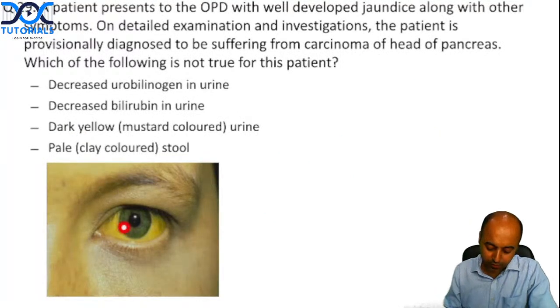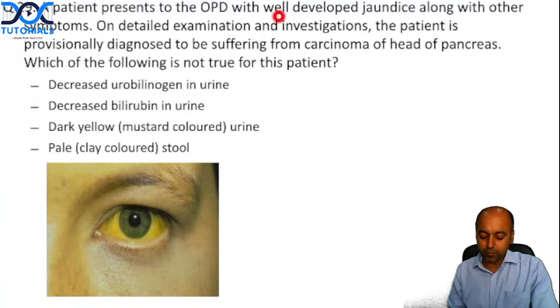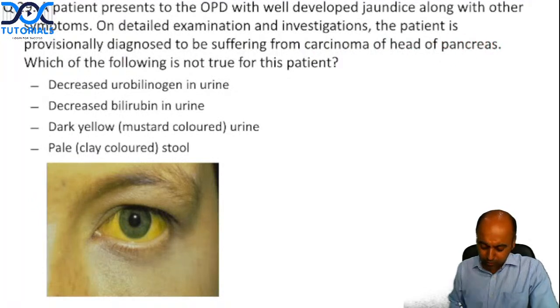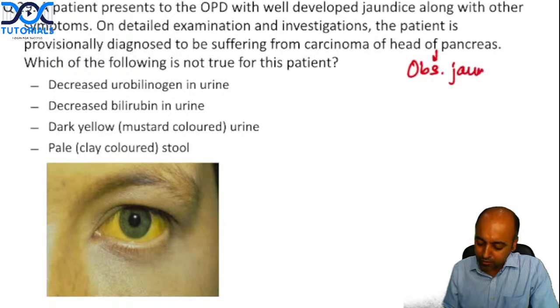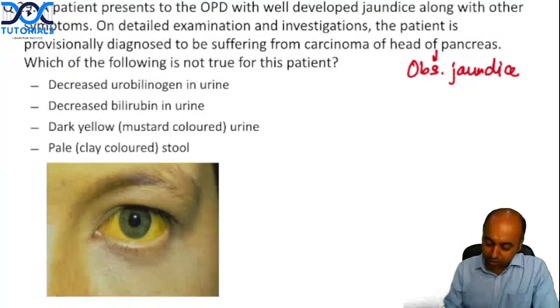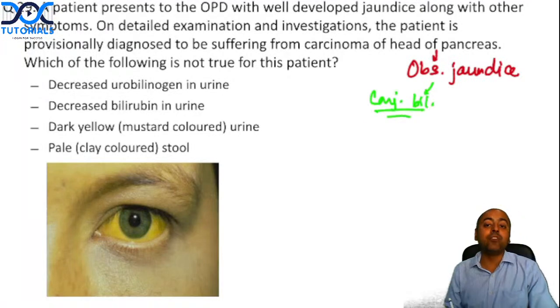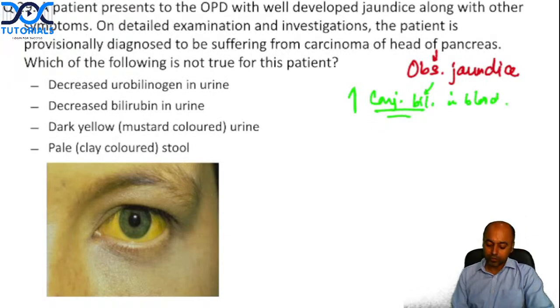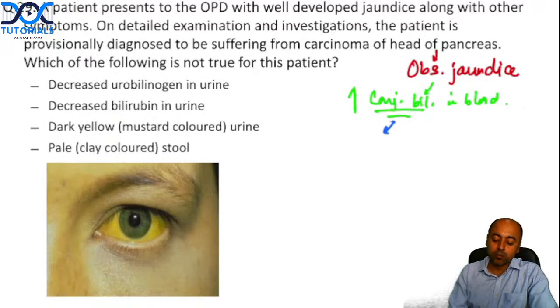You can see very severe jaundice is there in this patient. Patient presents to OPD with well-developed jaundice along with other symptoms. On detailed examination and investigation, the patient is provisionally diagnosed to be suffering from carcinoma of head of pancreas. Which of the following is not true? Carcinoma head of pancreas means we are looking at obstructive jaundice. Obstructive jaundice means in the blood, conjugated bilirubin will be elevated. What you remember, the conjugated bilirubin is water soluble, so it will appear in the urine also.